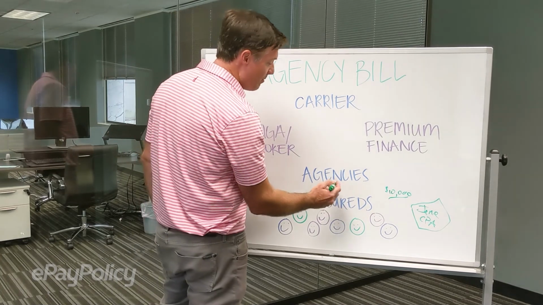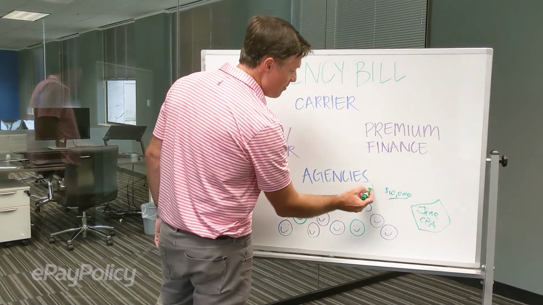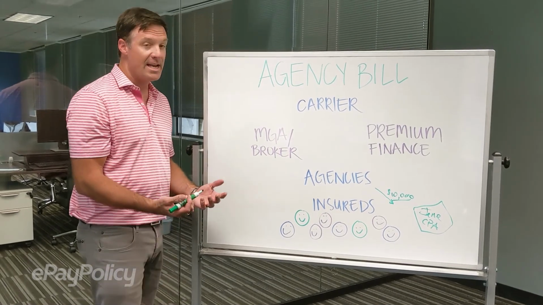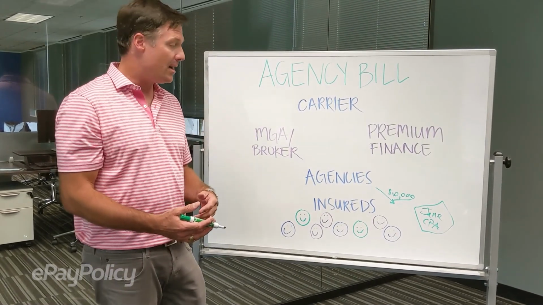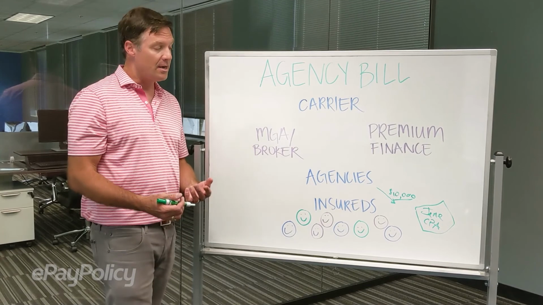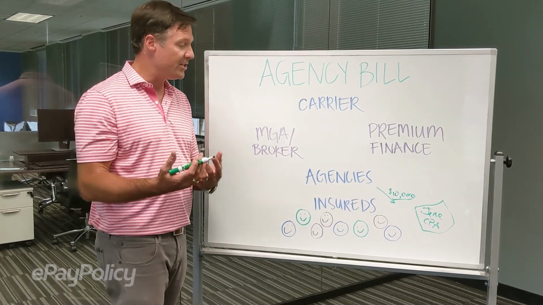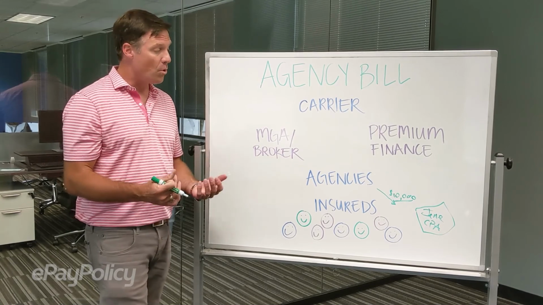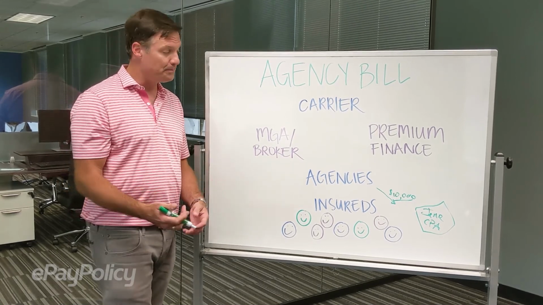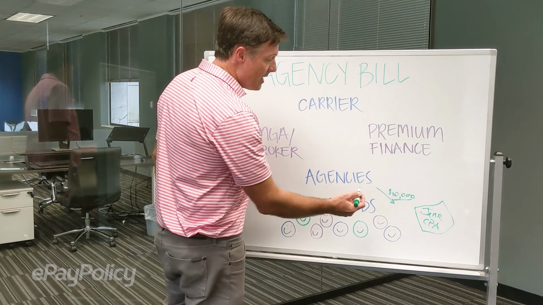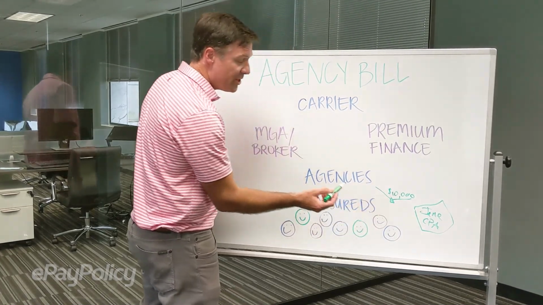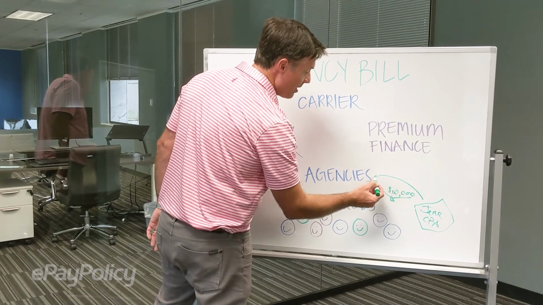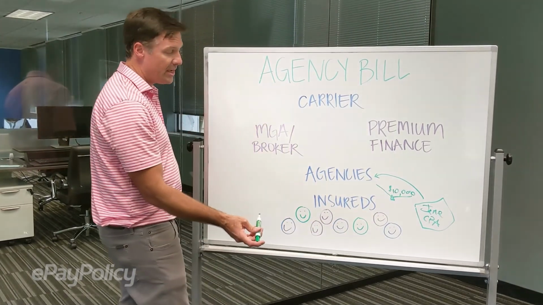So agency bill means the agency would issue a bill to Jane for $10,000. And so Jane has a choice right there. She can write a check, she can pay cash, she can use credit card or ACH, other types of methods to cover that $10,000, or she can do what's called premium finance. But in any case, this right here where she pays the $10,000 to the agency, this is the agency bill part. So she pays the $10,000 to the agency.